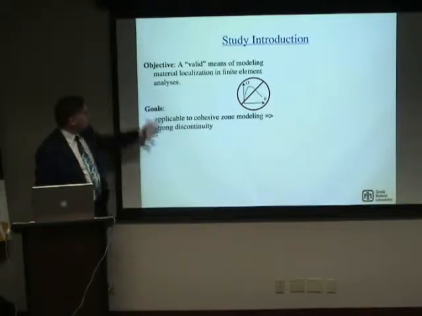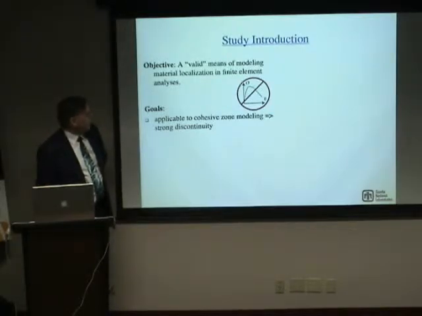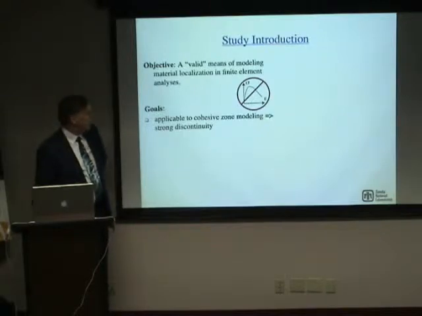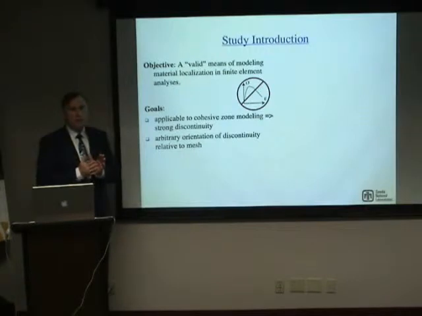So our goals in coming up with a valid means of modeling material localization were that we wanted it to be applicable to cohesive zone modeling, and therefore we wanted to have a strong discontinuity. By that I mean that we're going to lump all the localization into this surface, as opposed to, for example, a weak discontinuity, which would have a zone of region that was failing in physical terms. And we wanted to be able to have a method that could go in any arbitrary direction relative to the mesh.